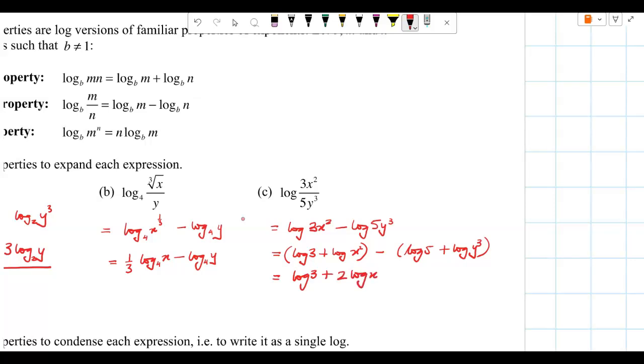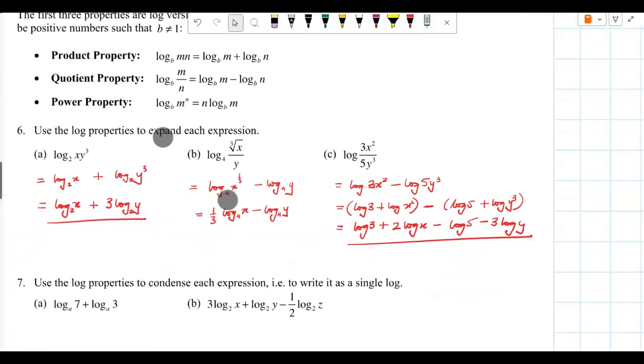So that is log 3 plus 2 log x. You can simplify it, you get the power in front using the power rule. The power jumps in front, the square. This power which is there will jump in front. Correct. Minus log 5, minus 3 log y.